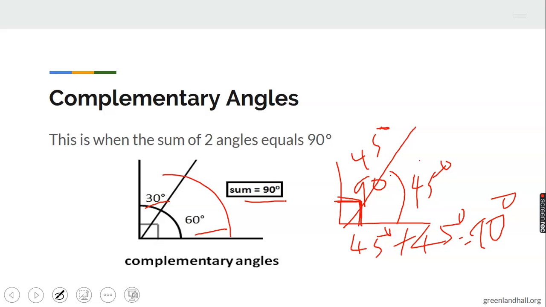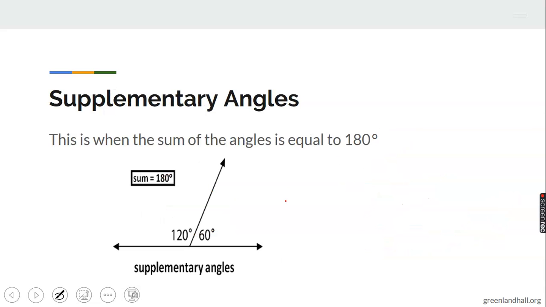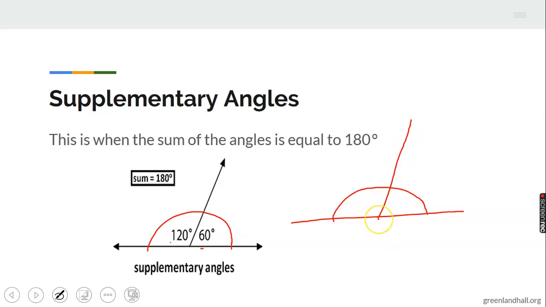It's complementary angles. Now we have supplementary angles. This is when the sum of the angles is equal to 180. That's supplementary. 120 plus 60 will give us 180. I told you the angle on a straight line is 180. But when we have supplementary angles, this can be 50, and then this will be what? 130. So both of them must be equal to 180 degrees. That's supplementary angles.